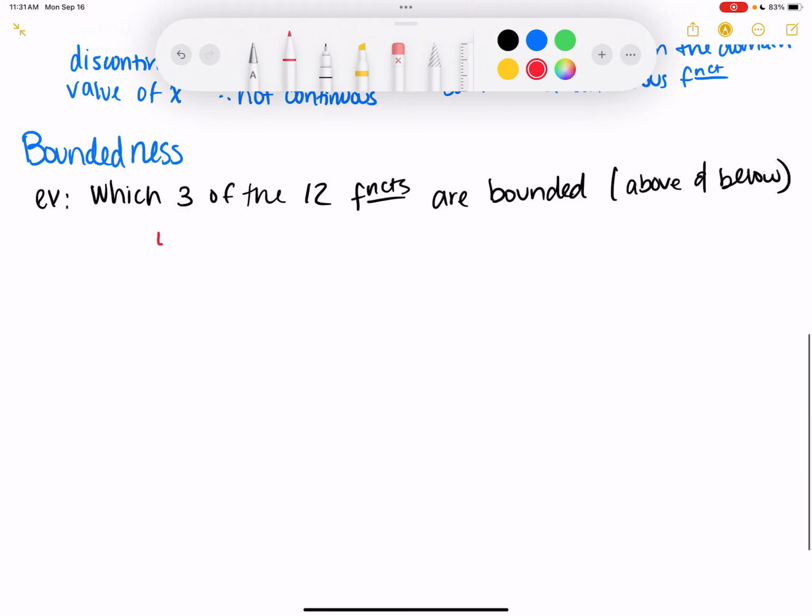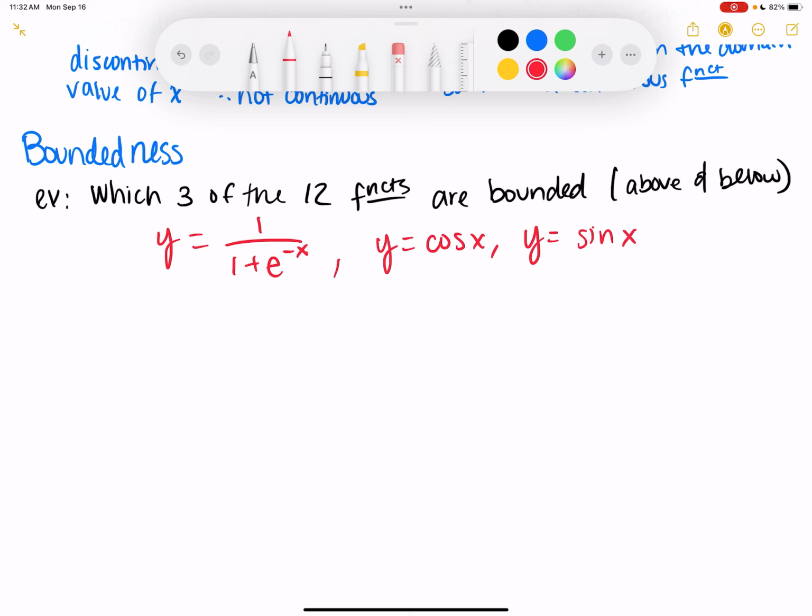So y equals, and I also don't care if you write y or f of x, 1 over 1 plus e to the minus x. That's actually one of the harder ones that people normally don't see right away, because it can't cross 0, and then there's an asymptote at a higher value that it can't cross either, so it's bounded between those two values, 0 and whatever that value is. What are the other two? Is it sine and cosine? Yep. Y equals cosine x and y equals sine x, because they just keep turning around over and over again.